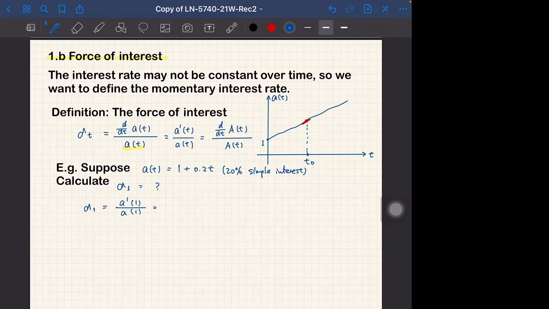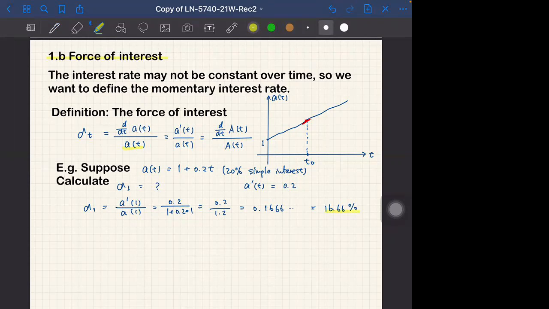So a prime of t is equal to 0.2. So this is 0.2 divided by a of 1. A of 1 is 1 plus 0.2 times 1. So 0.2 over 1.2. So this is 0.167. Actually this is 16.66%. So this is actually lower than 20%.